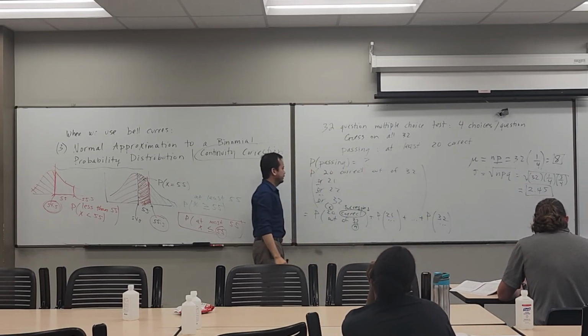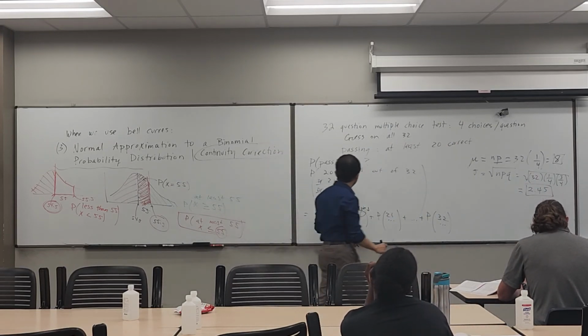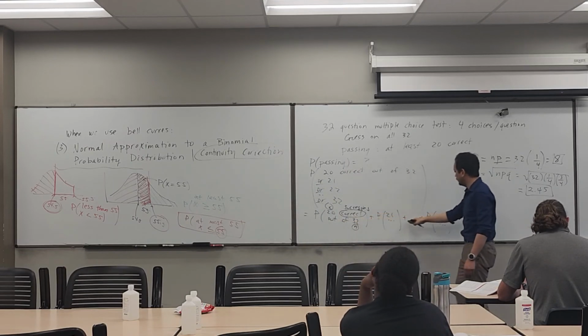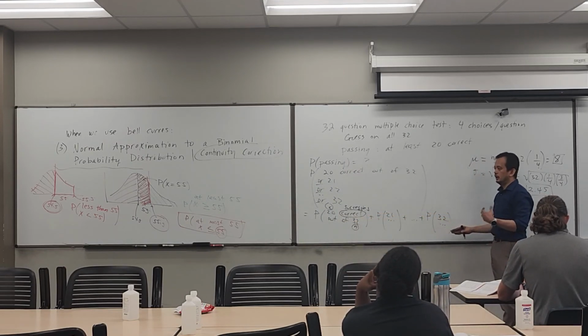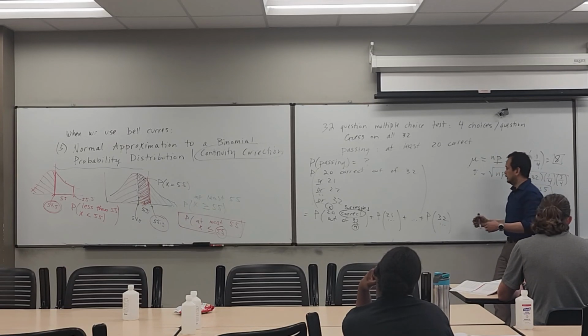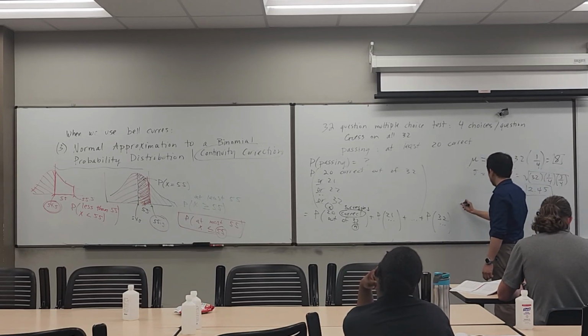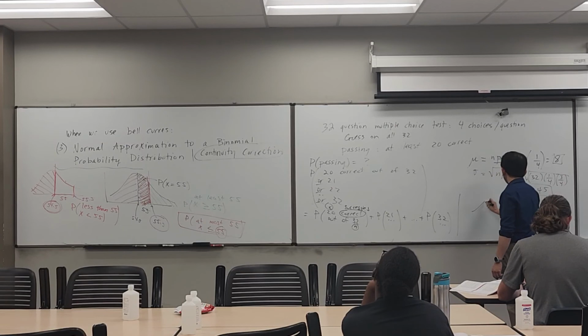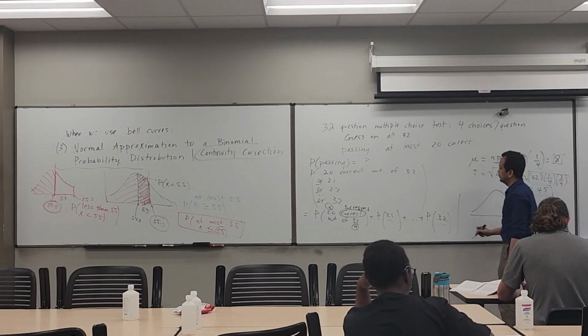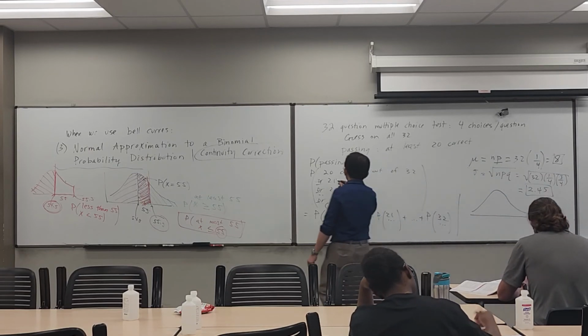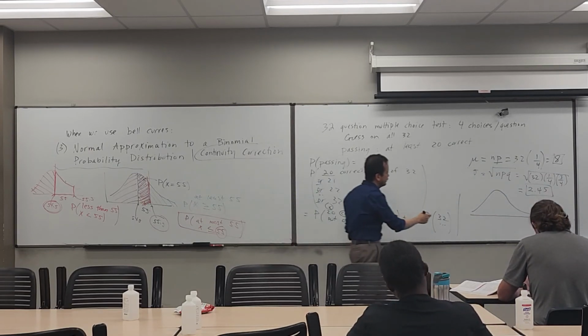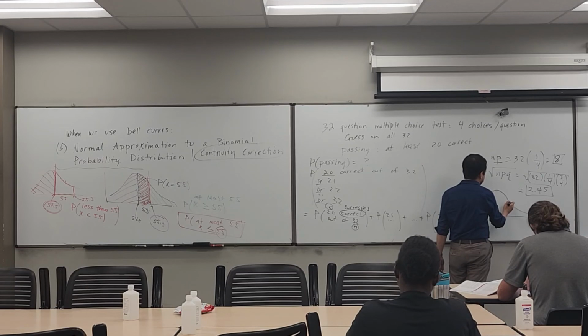So what we're gonna do is, instead of adding up all these binomial probabilities, we're gonna fit a bell curve instead. So imagine having a bell curve, and then we want the probability of 20 correct or more. So we're going to locate where 20 is in this bell curve.